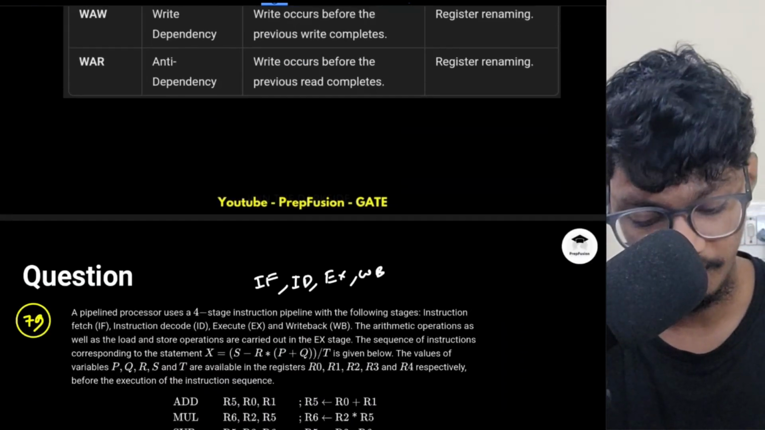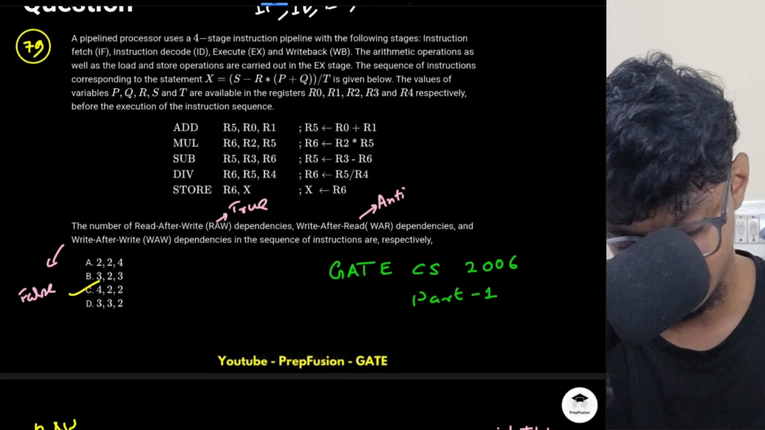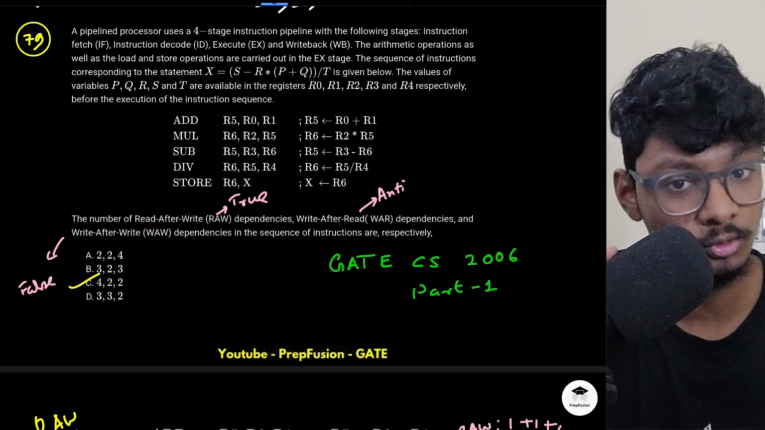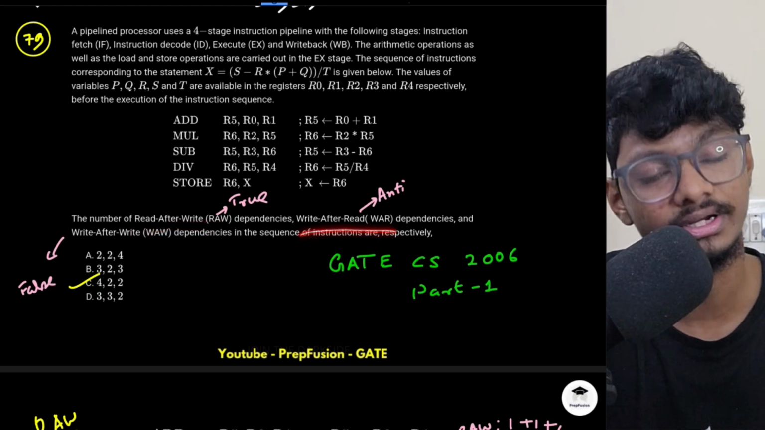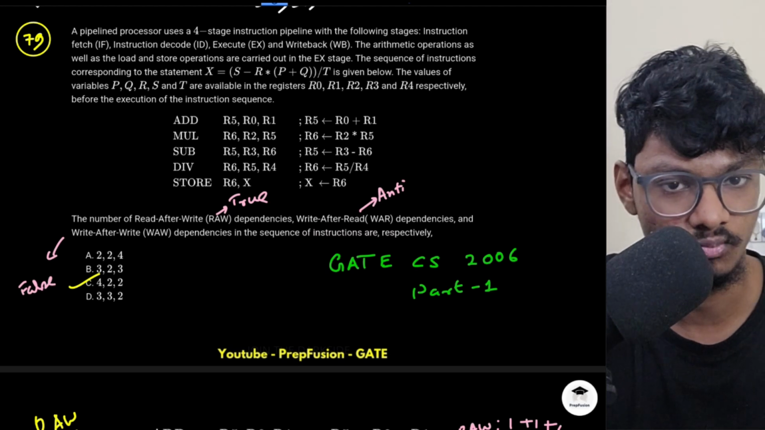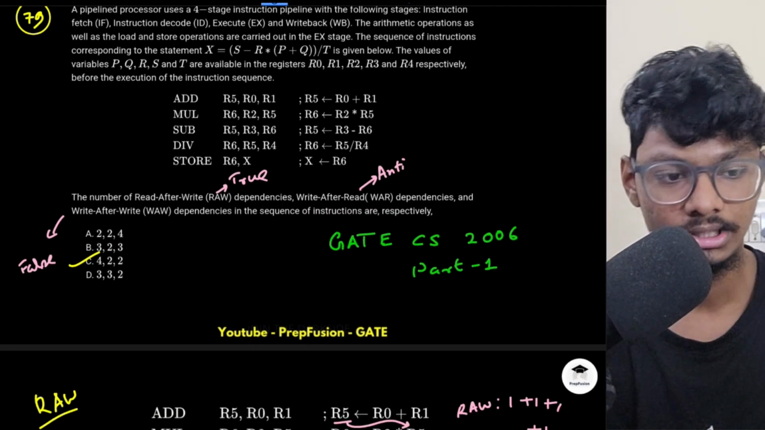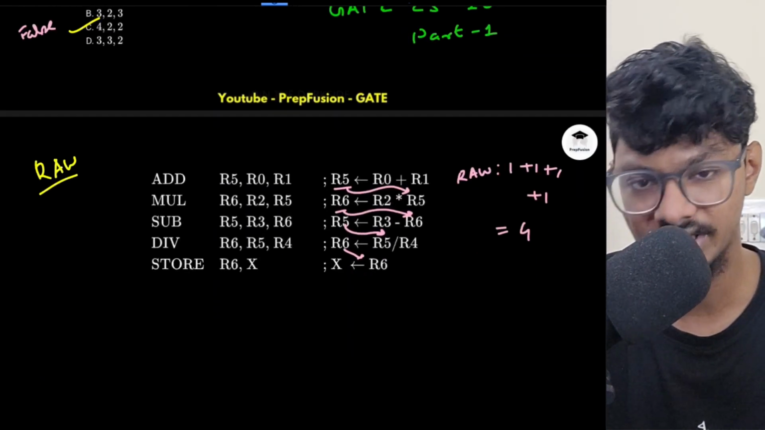That's it. You have to search for that particular thing in the instructions. They have mentioned exactly what is RAW. You don't have to remember the full form as well. They have told you read after write, they told you write after read. Everything they will give you in the question. Don't worry. In today's GATE questions, they mostly give everything in the question.